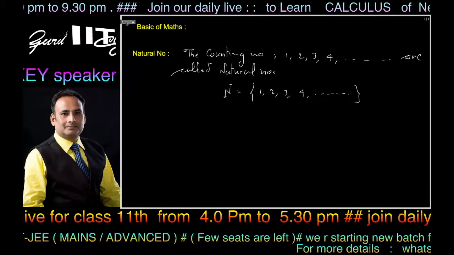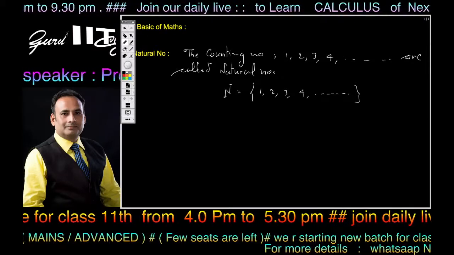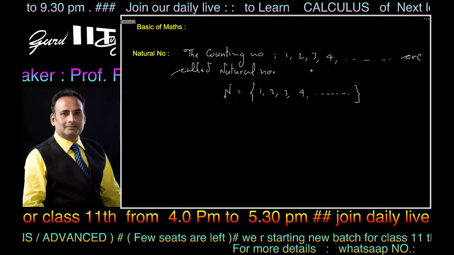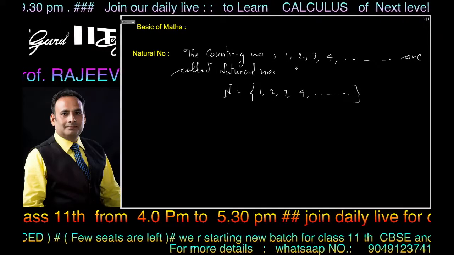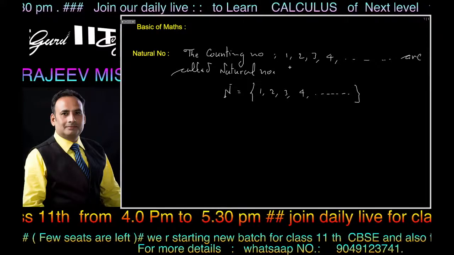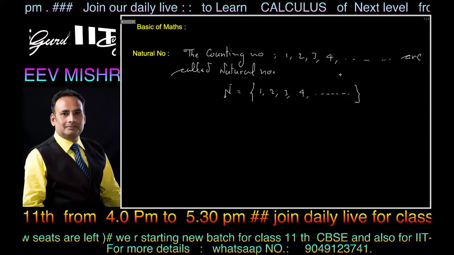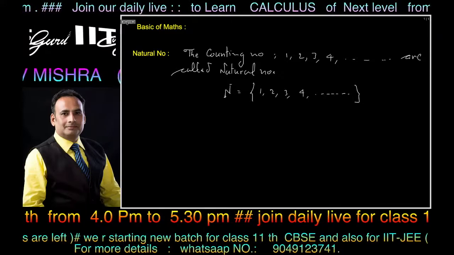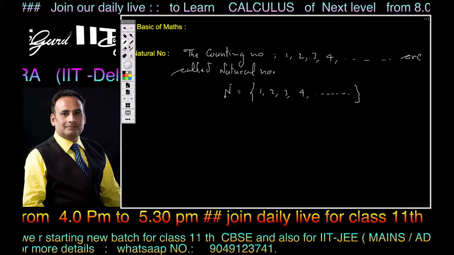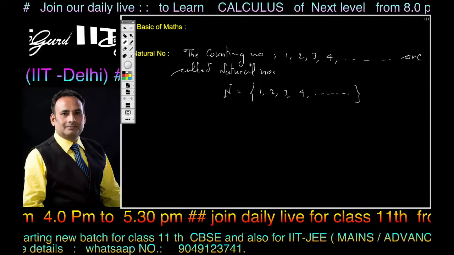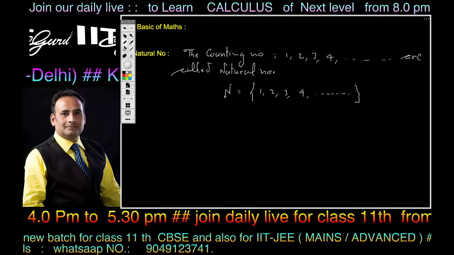Now another point is that, as you know, negative integers are not natural numbers. 0 is an integer, but 0 is also not a natural number. All positive integers are natural numbers, in other words. What are integers? We will discuss later. Anyhow, the counting number definition is sufficient to say the counting number is known as natural number.